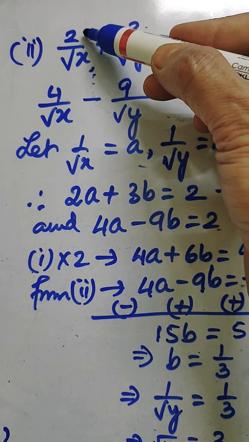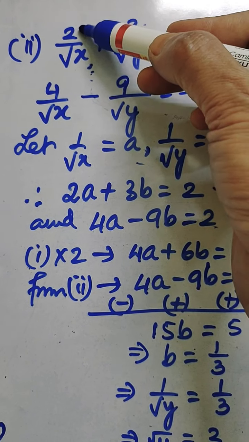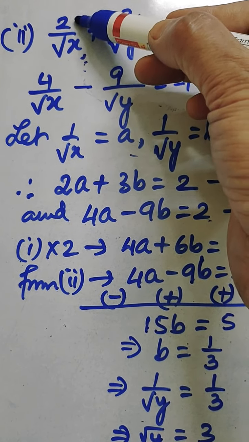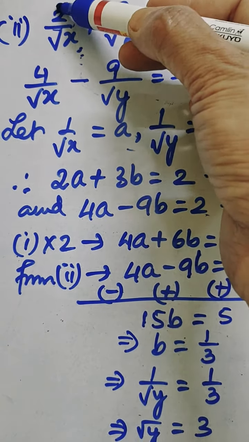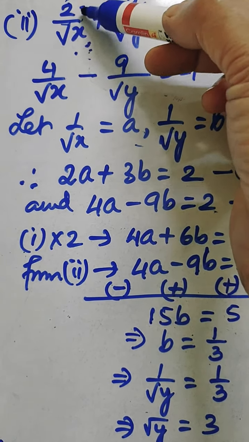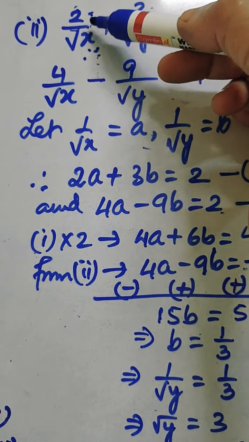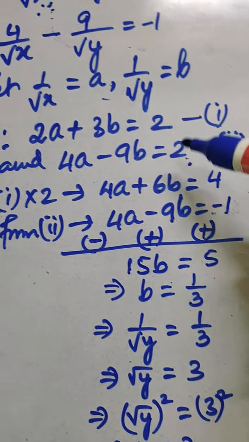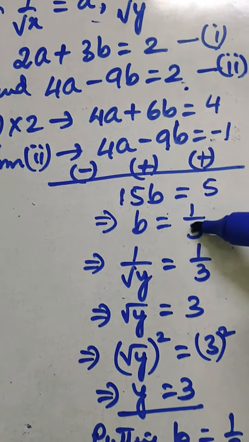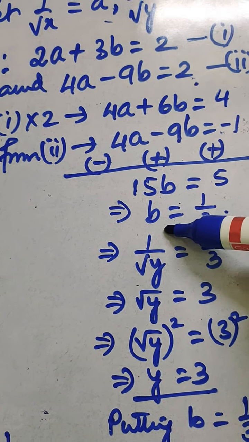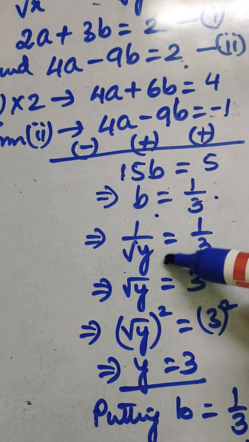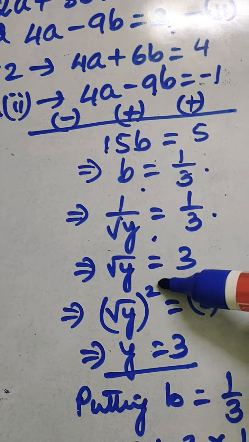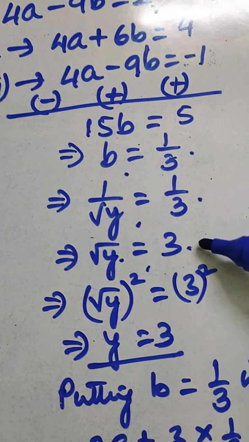In the same way it will become now 2a, because 2 is already in the numerator. As I said, these all will not change their places. So 2 by root x means 2 into 1 by root x, that gives you only 2a. So thus we got the two equations. Accordingly we will eliminate, and then we are getting the b value. Then b is nothing but 1 by root y. So we took the reciprocal, root y equal to 3.